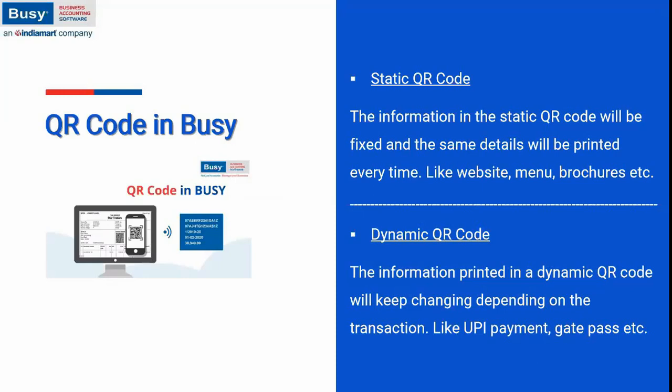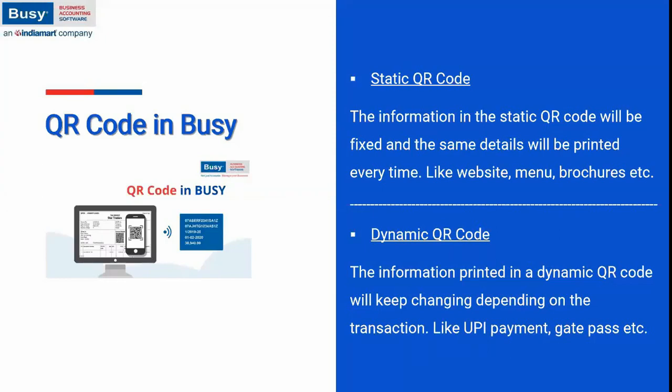But gate pass means whenever we are transferring or sending the goods from one place to another place, at that time we will raise one purchase invoice or a delivery challan. That particular transaction detail or invoice detail will be configured with this QR code. And after successful scanning of this QR code, the concerned person will get the information about the goods. What is the bill number? What is the customer name? Where does he want to move the goods from one place to another? Which place do you want to move the goods to? What is the bill value? What is the GST amount, etc.